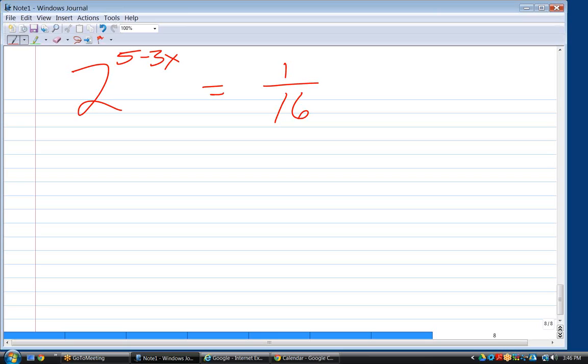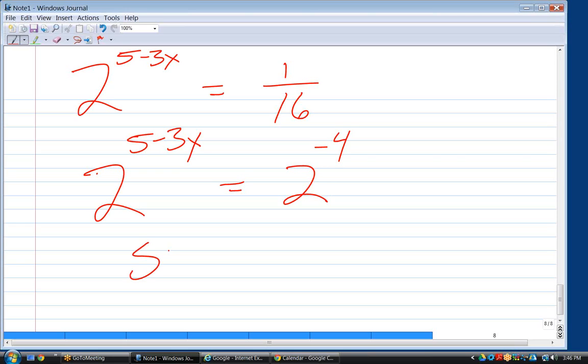I can solve this problem without logarithms because I'm looking at the same base. In other words, 2 and 16 have a common base. I can write 2 as 2, but I can write 16 as 2 to the minus 4th. Now, because I have the same base, I can equate exponents. So 5 minus 3x is equal to minus 4. Solve for x. No need for logs.